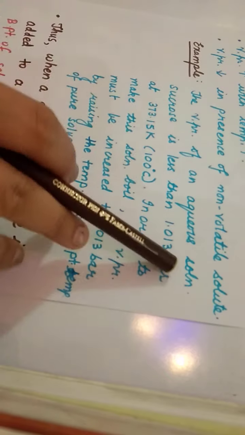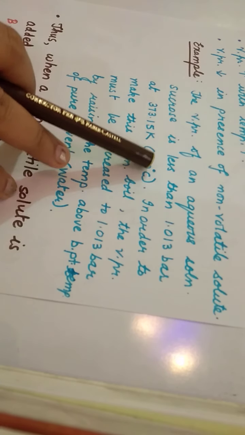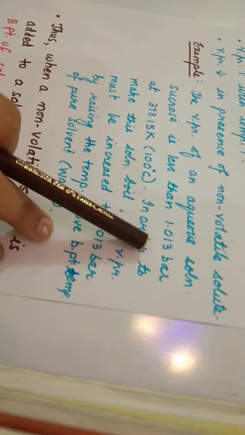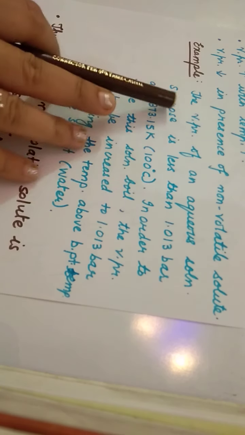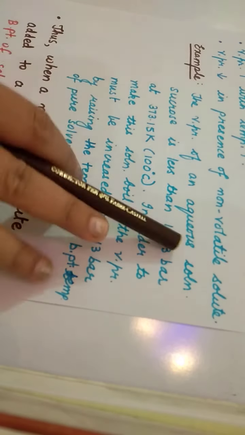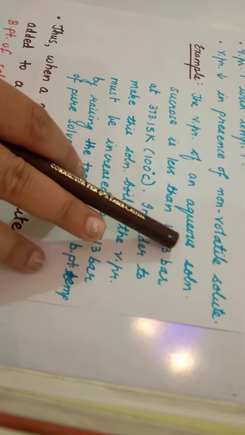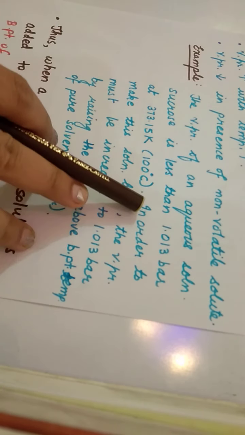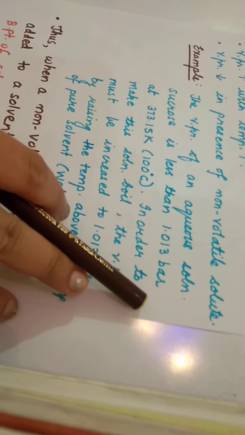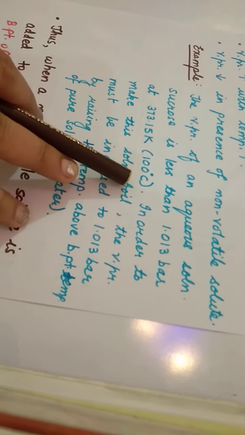The vapor pressure of an aqueous solution of sucrose is less than 1.013 bar at 100 degrees Celsius. The vapor pressure of an aqueous solution of sucrose, what is an aqueous solution, children? The term aqueous refers to the solution which is formed on adding water. So the vapor pressure of the aqueous solution of sucrose will be less than 1.013 bar at 100 degrees Celsius.